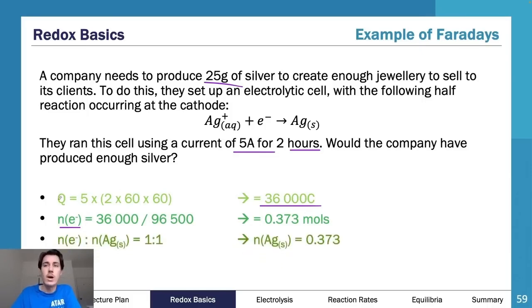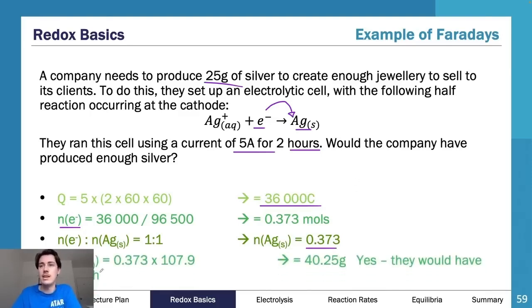Now, it's a 1-to-1 ratio from electrons to silver. Therefore, my moles of silver deposited is also 0.373. And then I say, all right, what is my mass? It's going to be 0.373 times 107.9, and I get 40.25 grams. I would say yes, they would have enough. 40.25 grams is more than 25 grams, therefore they would have enough silver.